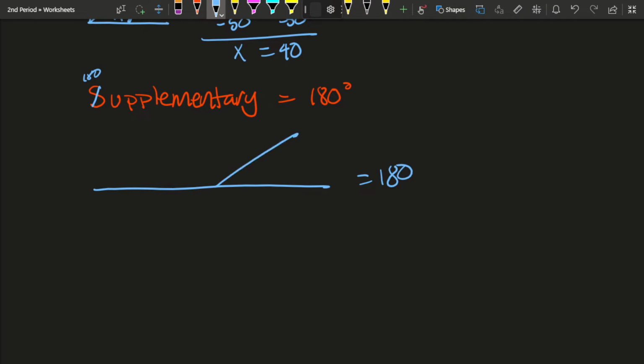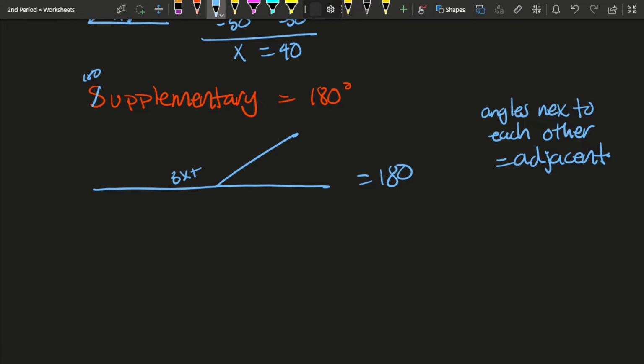In this case, if I have an angle like this, these two angles, when they are next to each other, they are going to be called adjacent. Angles next to each other are called adjacent. So in this case, let's say I have 3x plus 5, and this is also 50 right there.